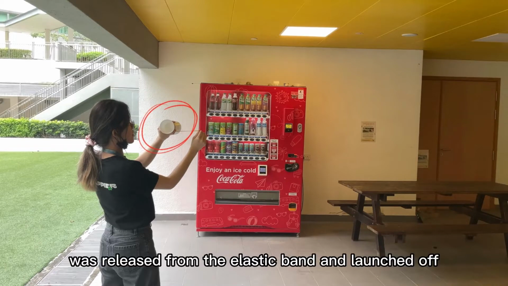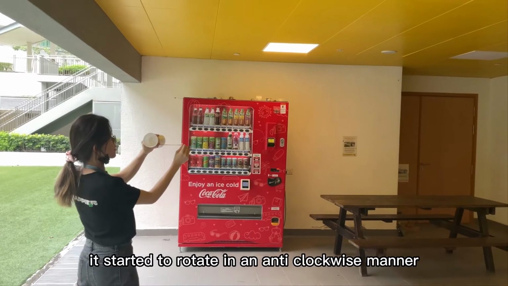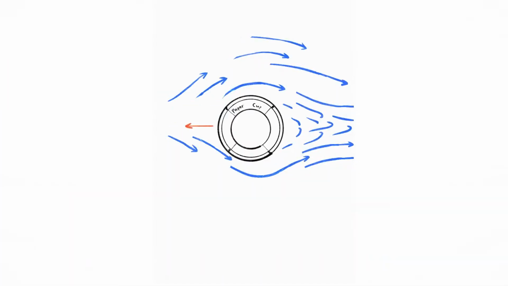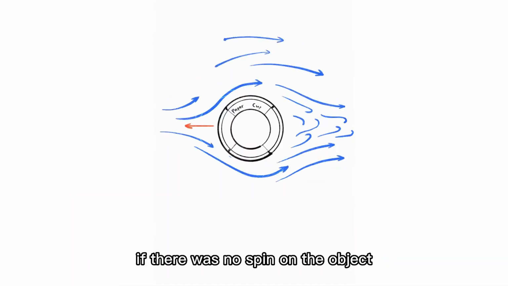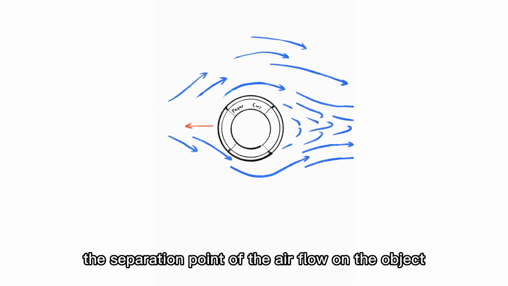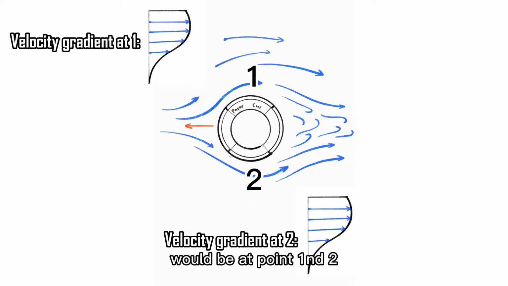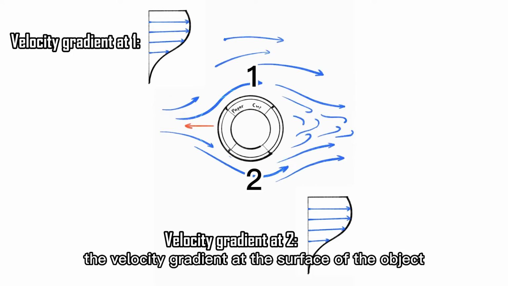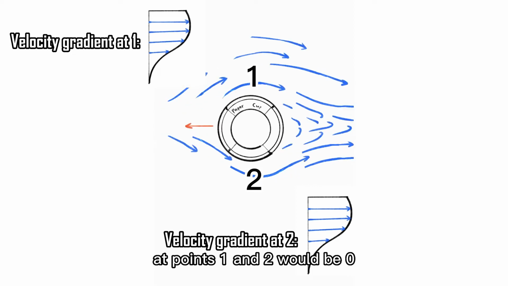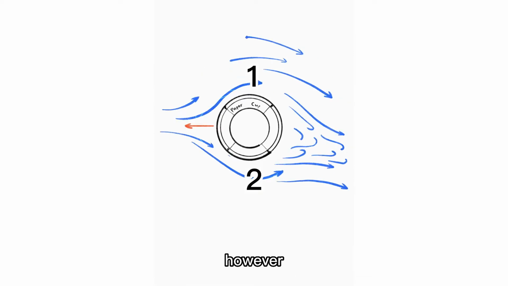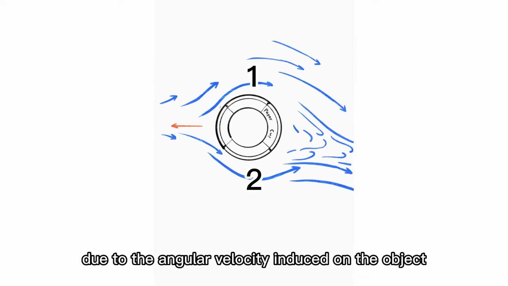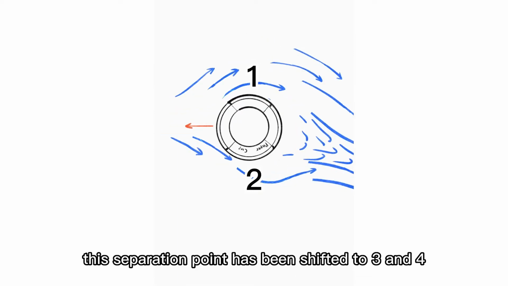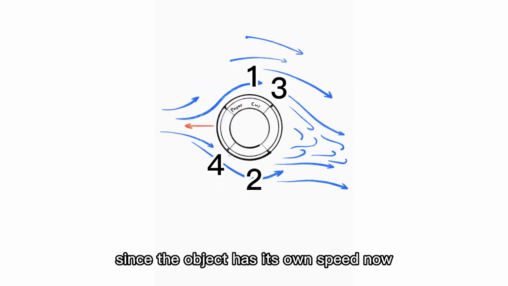When the object was released from the elastic band and launched off, it started to rotate in an anti-clockwise manner. If there was no spin on the object, the separation point of the airflow on the object would be at points 1 and 2, and their flow would be distributed as shown. The velocity gradient at the surface of the object at points 1 and 2 would be 0. However, due to the angular velocity induced on the object, this separation point has been shifted to 3 and 4, since the object has its own speed now.